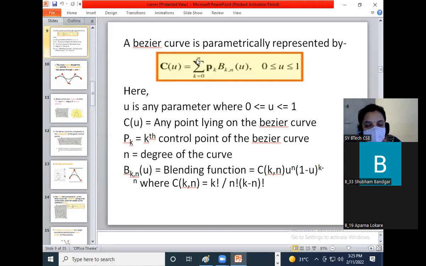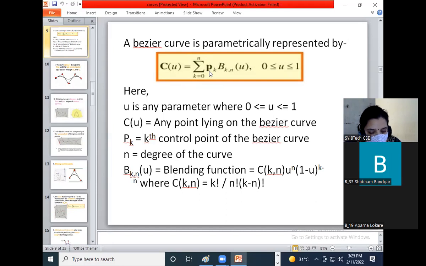Right? Because there is a relation that the number of control points minus 1 is equal to your degree. So here the summation is taken from the 0th point up to n. That means the total number of points, and n is acting as the degree here.